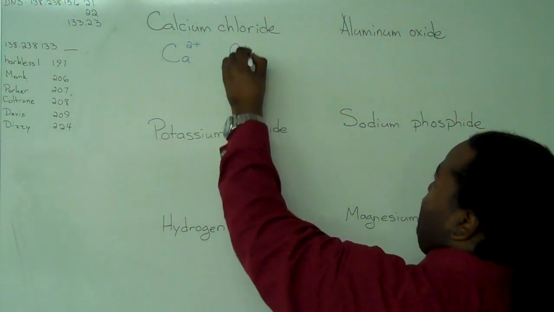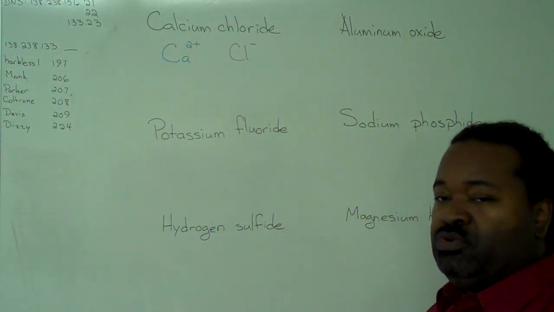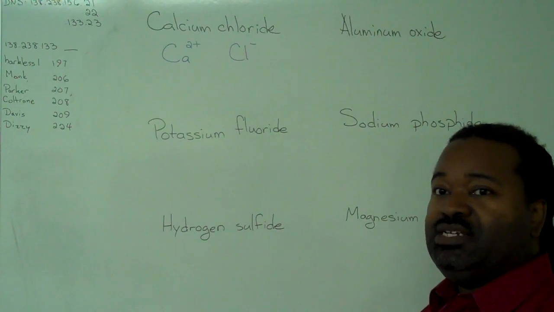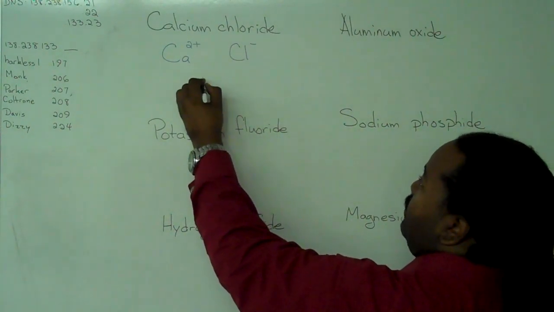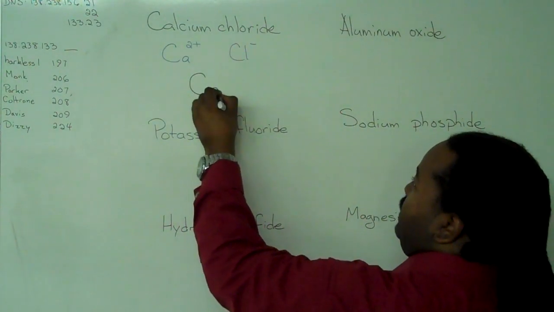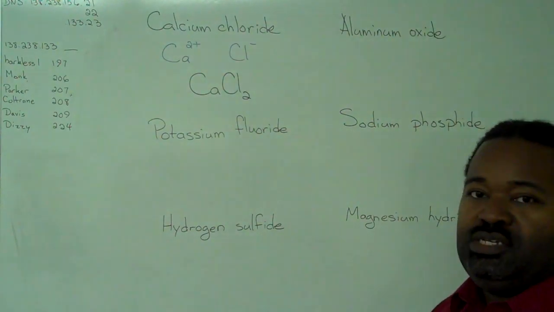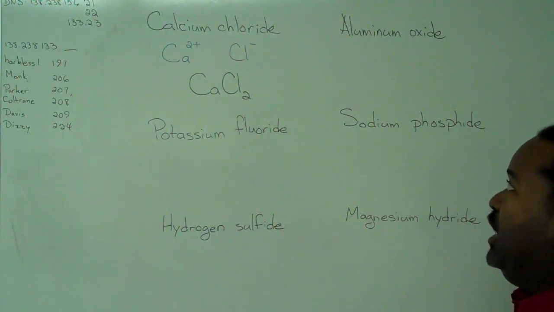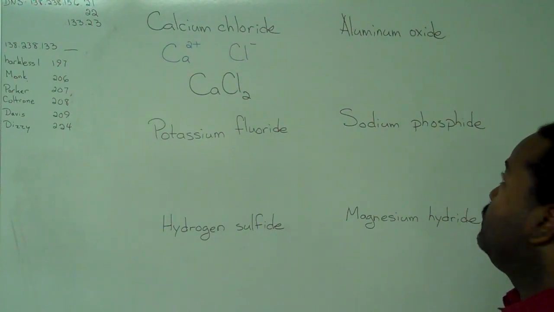Chlorine gains 1 electron, becoming the chloride ion. And in order to have a compound that is completely neutral, I will need 2 copies of chlorine, meaning that the chemical formula then is CaCl2. The 2 indicates the 2 chlorine ions, balancing out the charge of the calcium.